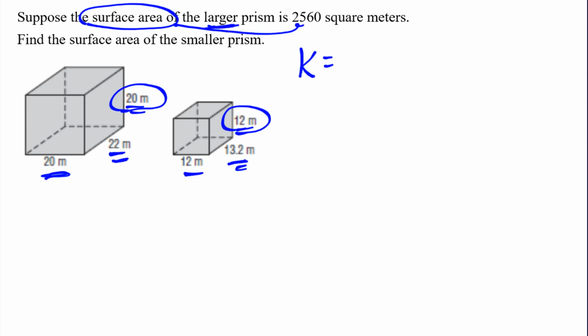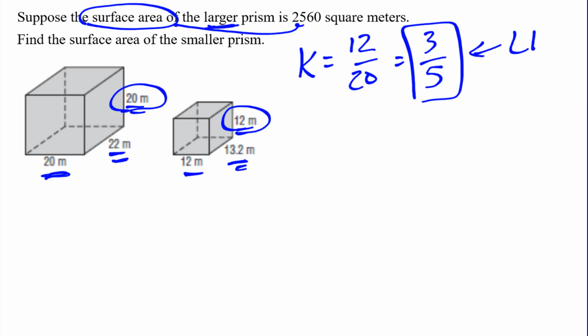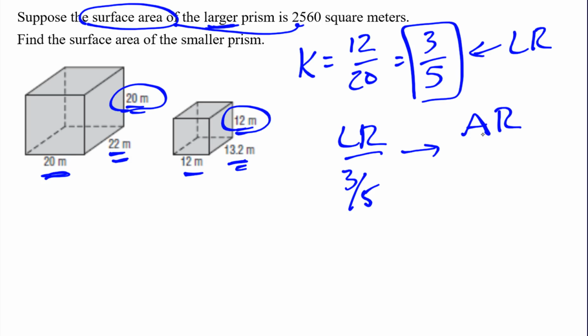Our length ratio, because those are lengths, is going to be 12 over 20. Remember, our first step is always reduce that fraction. So I need to reduce 12 over 20. 4 goes into each of these. 12 divided by 4 is 3. 20 divided by 4 is 5. I have a length ratio that is 3 to 5. Now what I need to do is I need to convert that over to an area ratio.